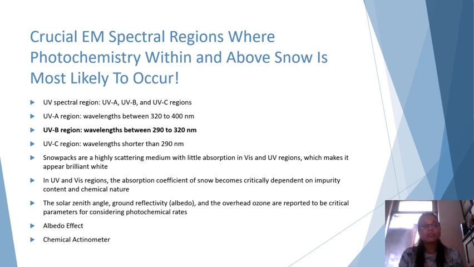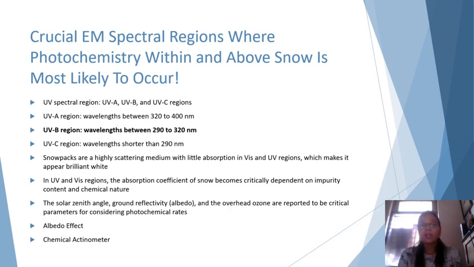Solar zenith angle, ground reflectivity, and the overhead ozone. These are reported to be critical parameters for considering photochemical rates. Albedo effect is nothing but how well our planet reflects sunlight. And this can vary as you go from one region on our planet's surface to another. High albedo surfaces like ice are great reflectors, sending most sunlight back into space, while low albedo surfaces like oceans absorb more solar energy. UVA region, being reflected the most, is regarded to be one that shows a significant albedo effect. So does the UVB region.